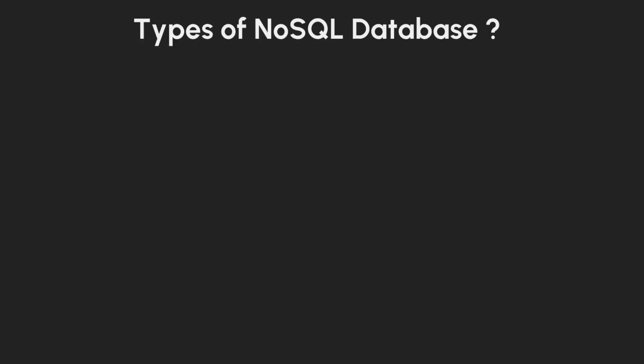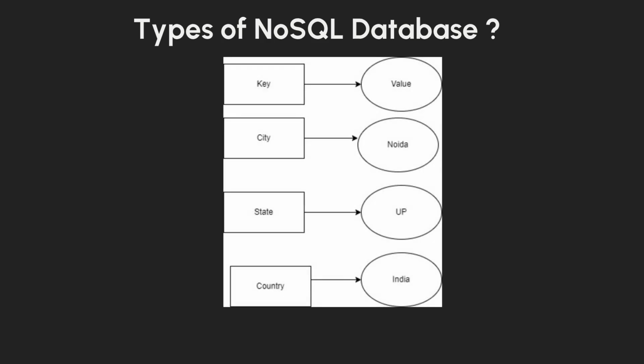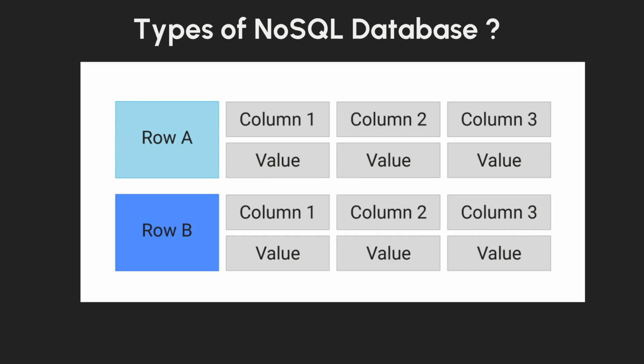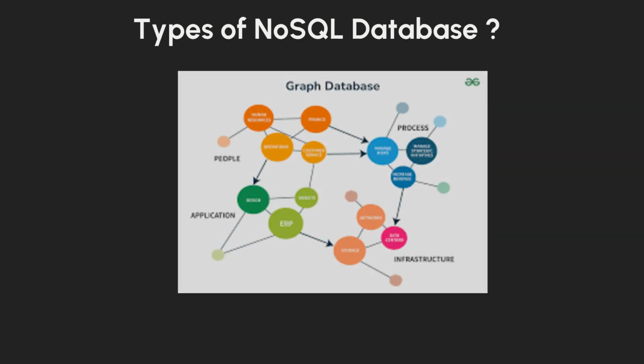NoSQL databases are not a single technology. They are a family of data models designed around access patterns. Key value stores map a unique key to an opaque value, enabling extremely fast reads and writes, commonly used for caching and session storage. Document databases store self-contained JSON-like documents, allowing flexible schemas and making them ideal for user profiles and content-driven systems. Wide column databases organize data into column families, optimizing for massive write throughput and large-scale analytics. Graph databases model data as nodes and relationships, excelling when querying complex connections like social graphs or recommendations. The choice depends entirely on how the data is accessed, not how it is conceptually related.